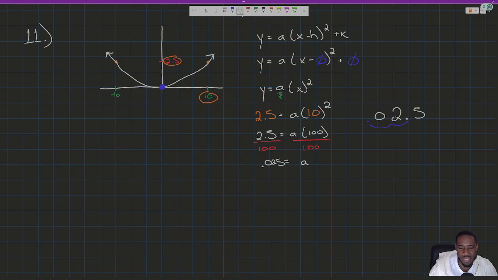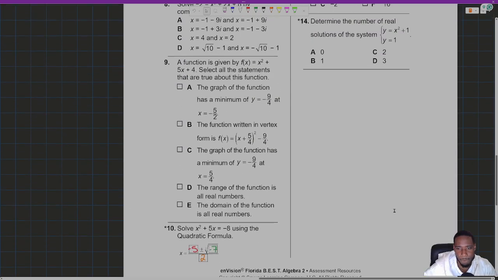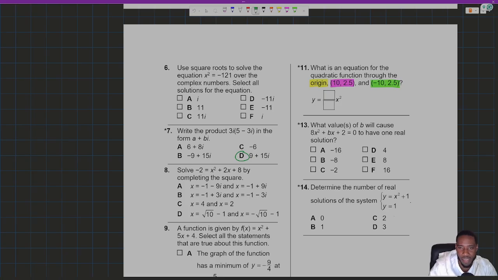Now, it's in decimal form, and we want to turn it into a fraction form, because the answer choice asks us to write it as a fraction. We'd write that as 25 thousandths, which, if we wanted to simplify, is the same thing as 1 over 40. And so that's the number we're going to put in next to x.